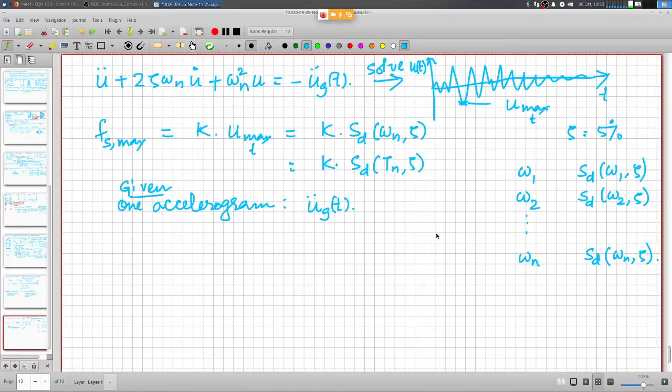This will be the spectral displacement response spectrum. If I plot this multiplied by omega, that is omega 1 times SD at omega 1, omega 2 times SD at omega 2, omega n times SD at omega n, that gives you the pseudo spectral velocity, and that is what you have plotted in your exercise.